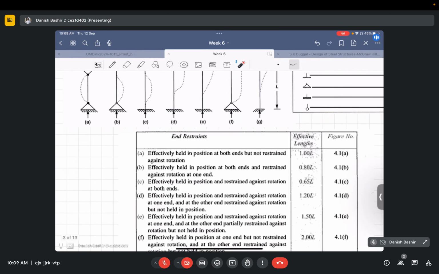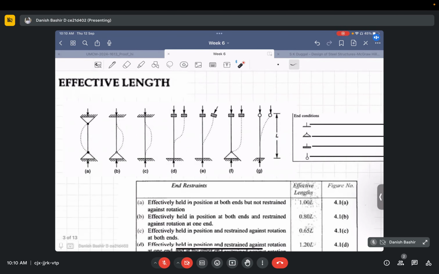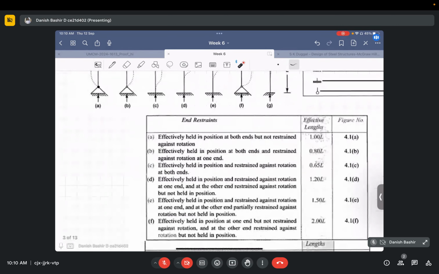Effectively held in position at one end but not restrained in rotation, so this is this pin sided end. And the other end is restrained against rotation but not held in position. So for this case, rotation is restrained but not translation. So in case F, we have 2L. 2L is the effective length of this column.